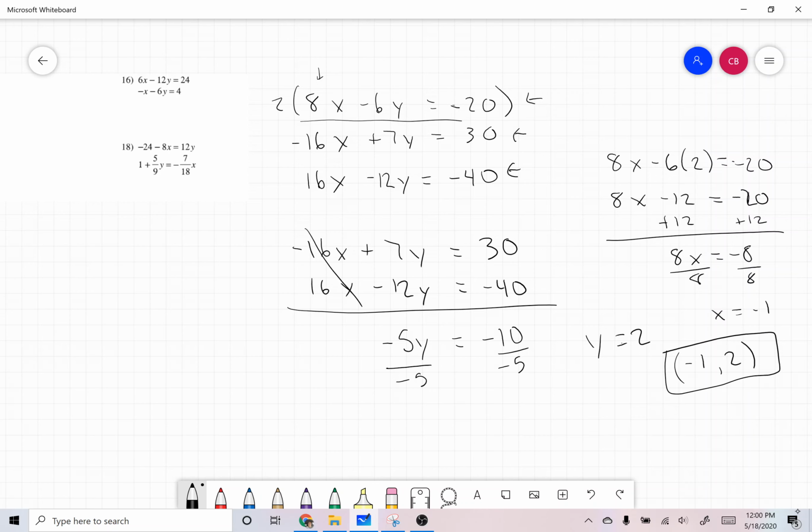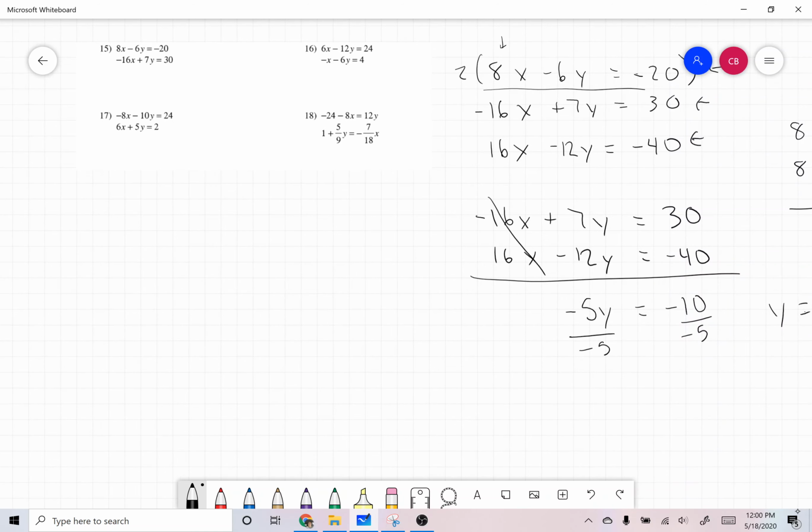And always put it in an ordered pair just to remind yourself that it is a point that is being intersected. We're going to do one more example of this, and then I'm going to talk about independent and dependent systems. So next one, we've got negative 24 minus 8x is equal to 12y.